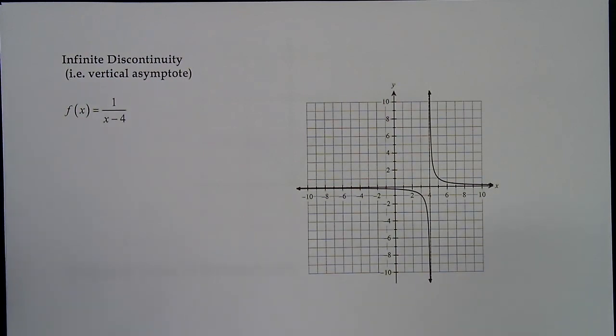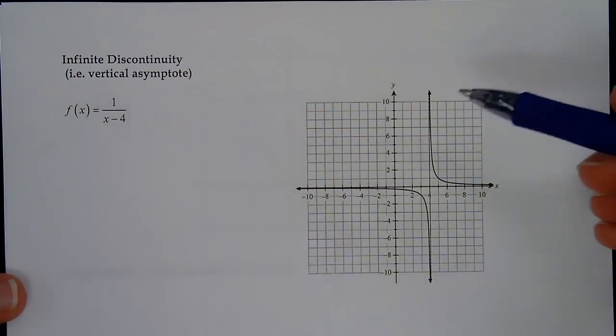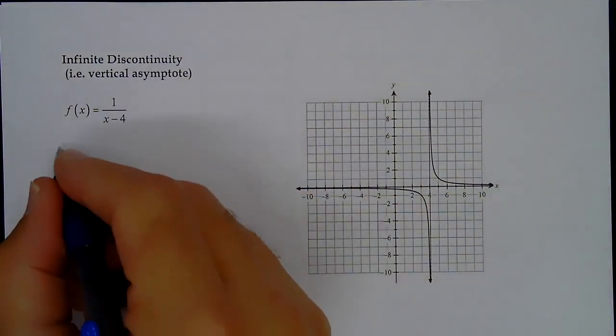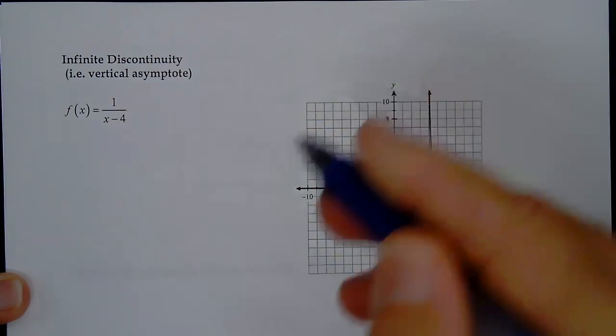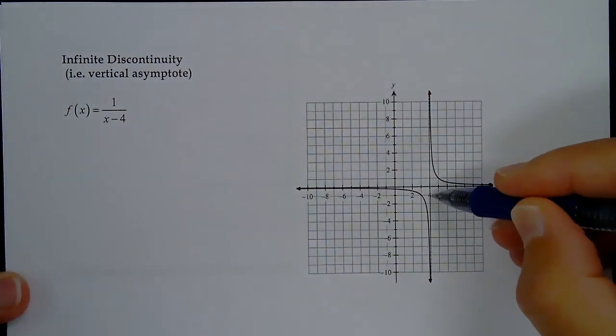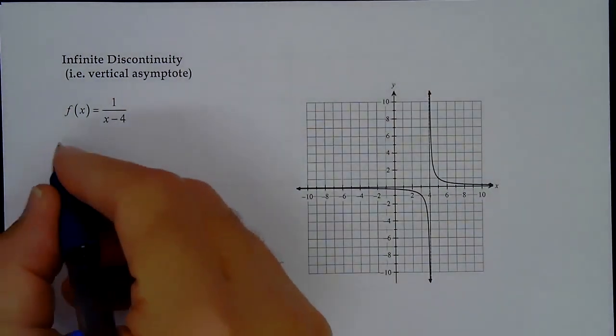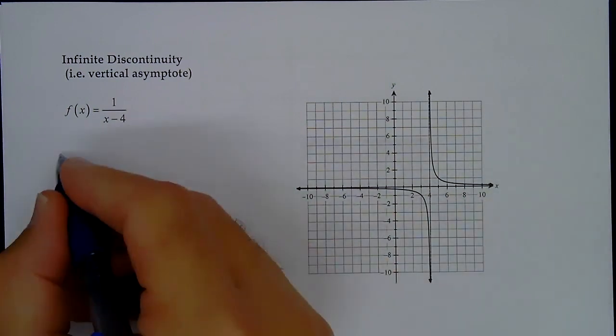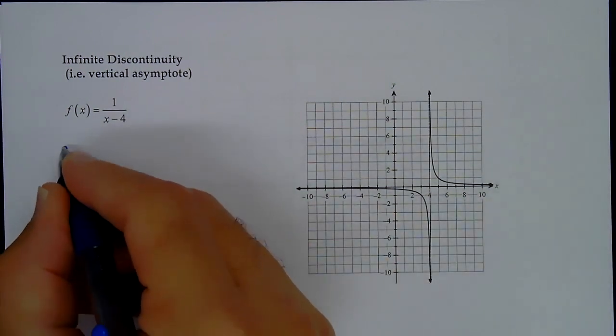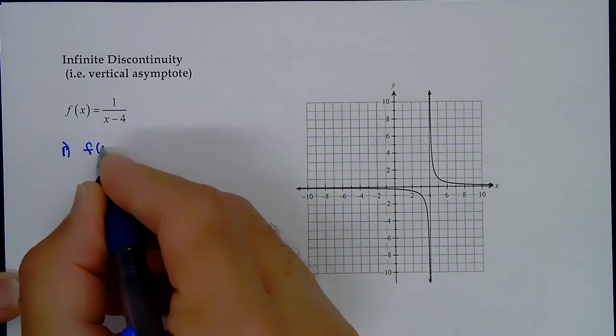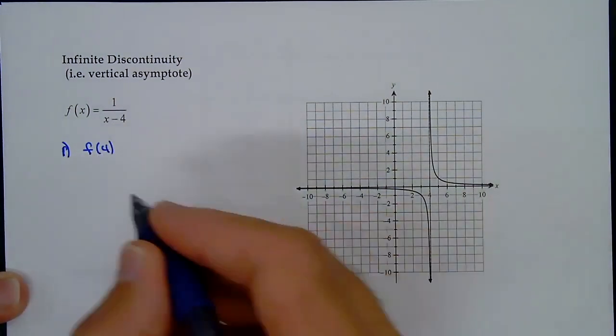Okay, so this next one is called an infinite discontinuity. Let's just go through it. So it's happening at 4. And this is supposed to be a dashed line, but it kind of got printed as a solid one. All right, so at 4, we have to go through, what is f of 4? Well, f of 4 doesn't exist.